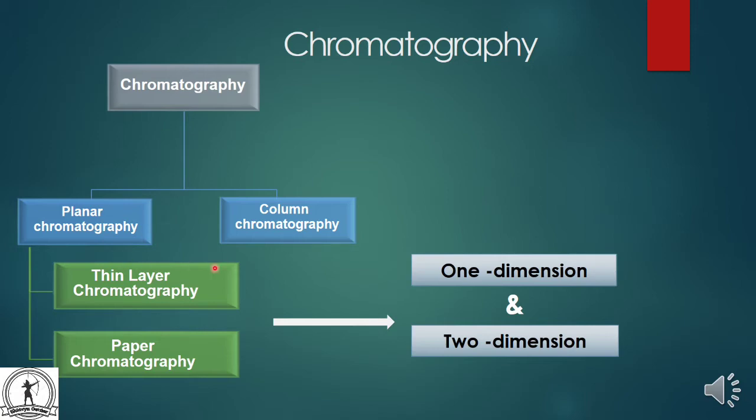In planar, two chromatography techniques are there. First thin layer and second paper. Here thin layer or paper can be either one dimension or two dimension. This dimension is based on the movement of our mobile phase. If our mobile phase is traveling in one direction, it is called one dimension. And if our mobile phase is traveling in both directions, it's called two dimension.